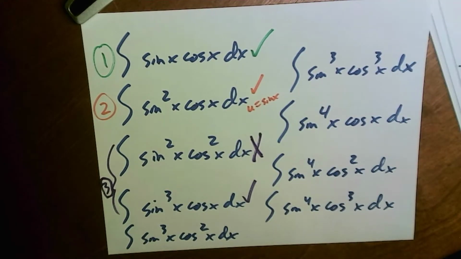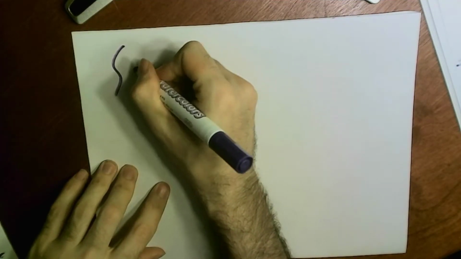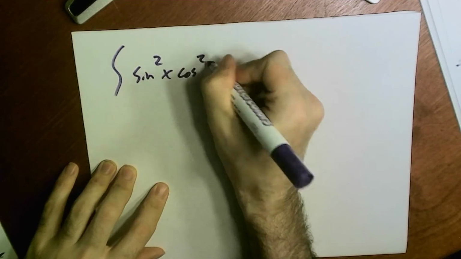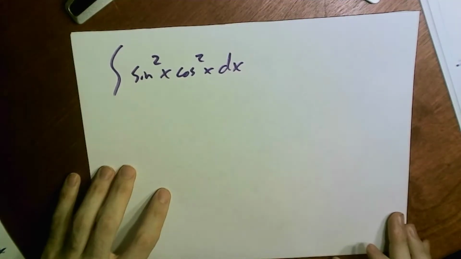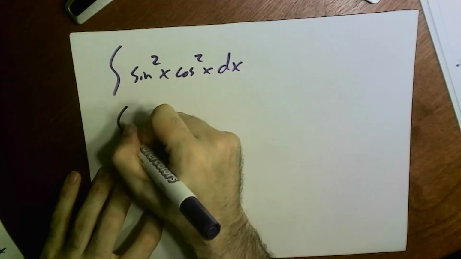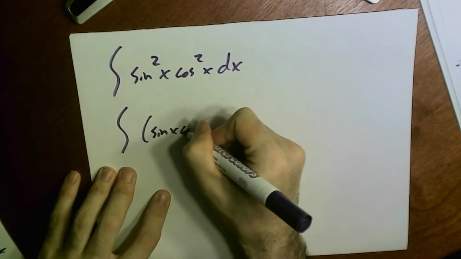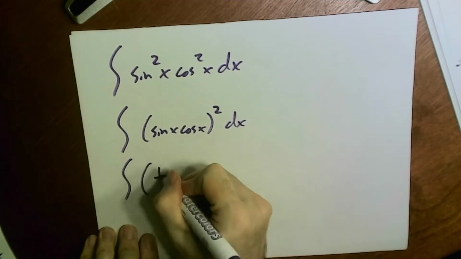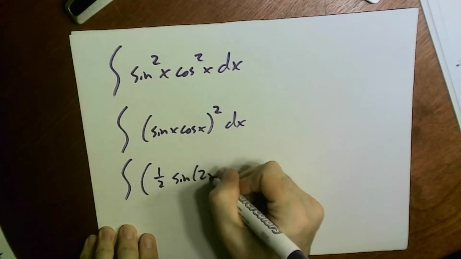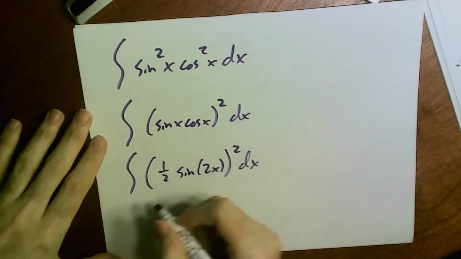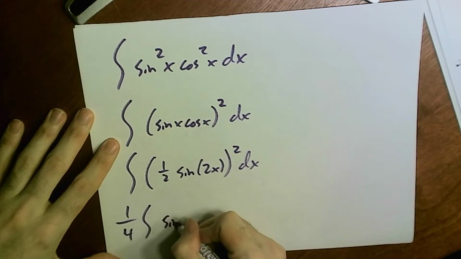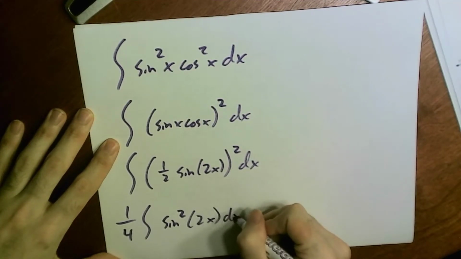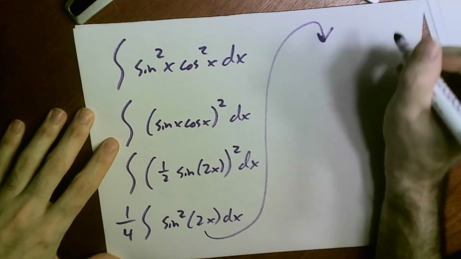Let's back up and make sure we can deal with it, though. Let's go back to that problem and make sure it's something we can do, which it is. If we're trying to integrate sine squared x cosine squared x, here's your key. We can talk about this as being sine x cosine x quantity squared, which in turn gives us 1/2 sine of 2x quantity squared. So we get a 1/4 and we get a sine squared of 2x.